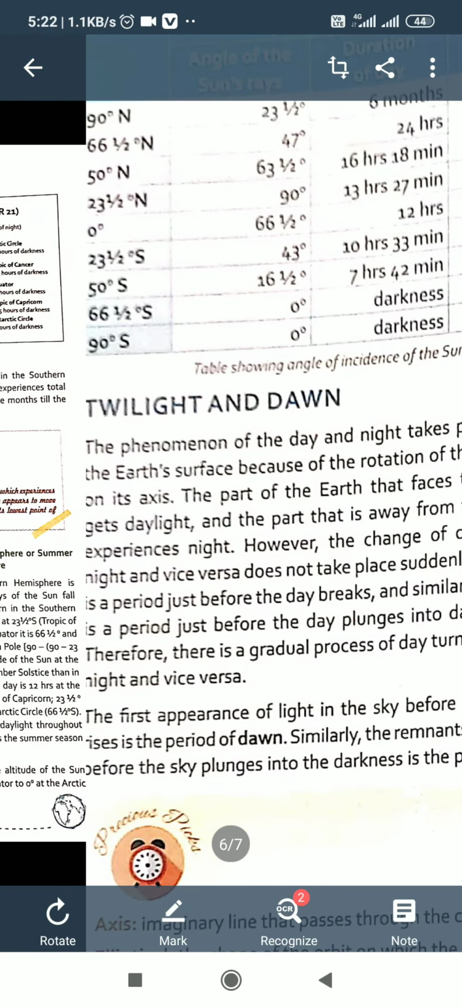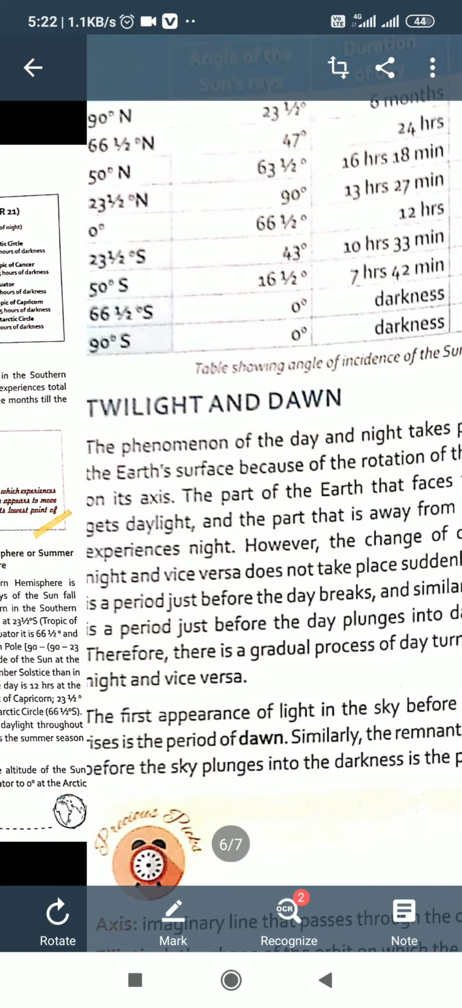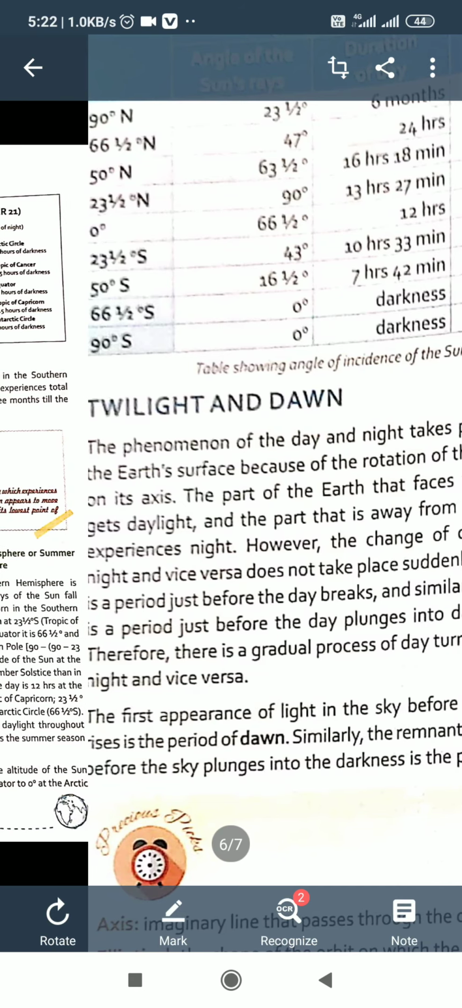Next question, I am going to teach about twilight and dawn. It means twilight, dawn and dusk.